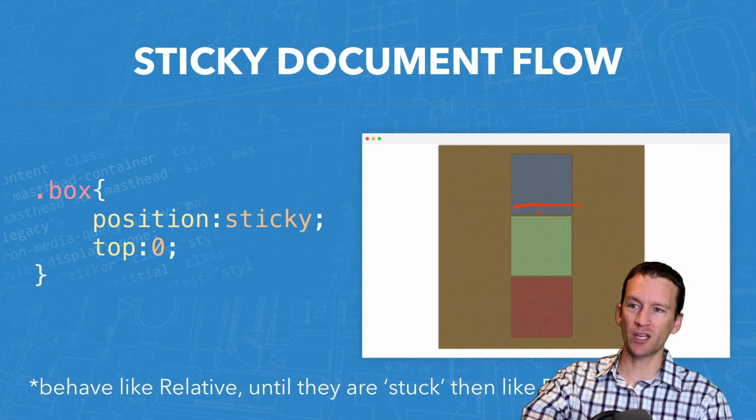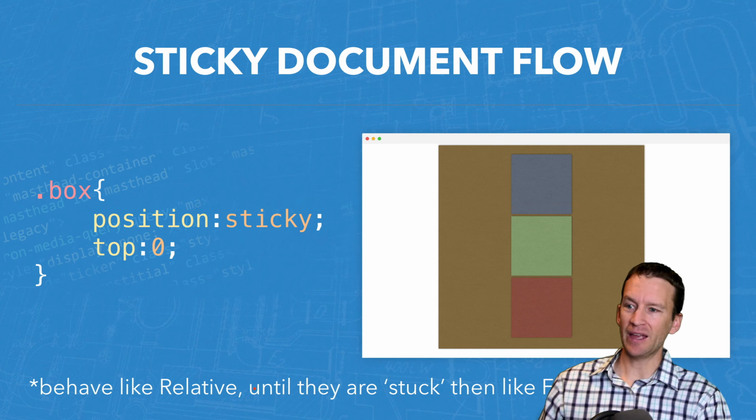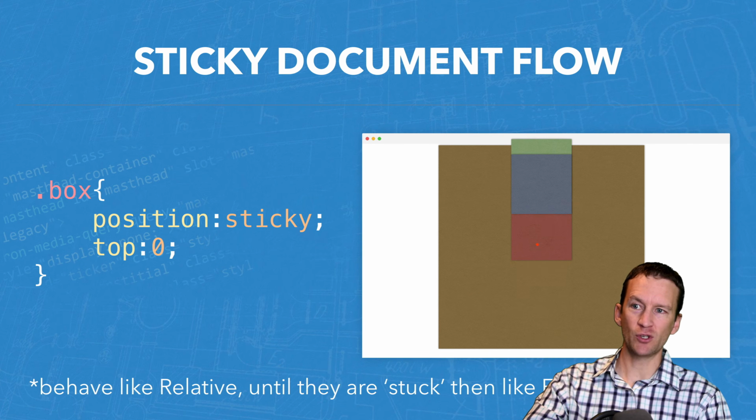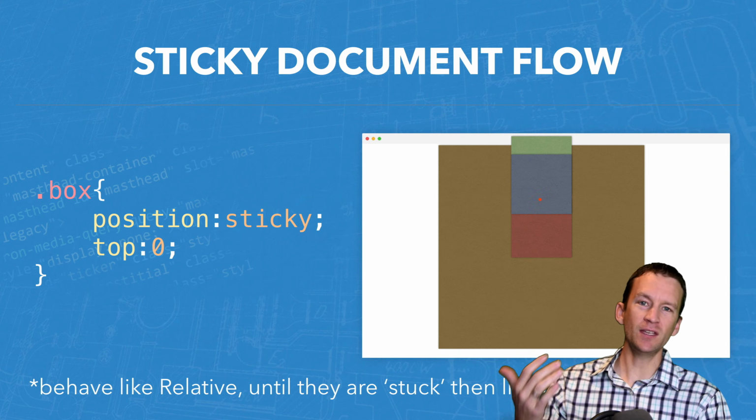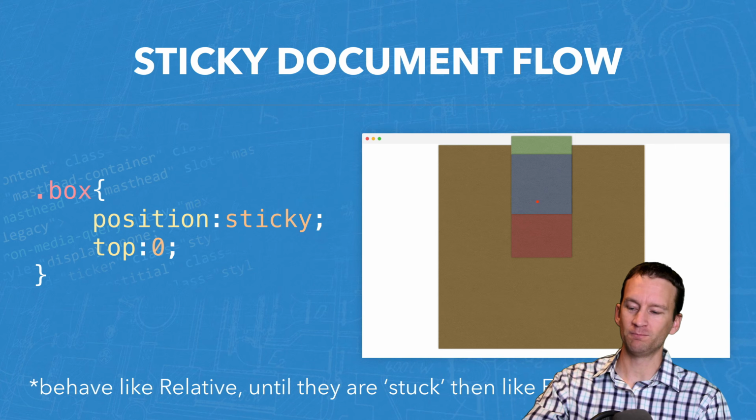Okay, as far as the document flow is concerned, it behaves like relative until it's stuck, and then it behaves like fixed. So again, in this case, if I was scrolling, it gets stuck, and then all the stuff slides underneath it, and then it behaves like fixed.